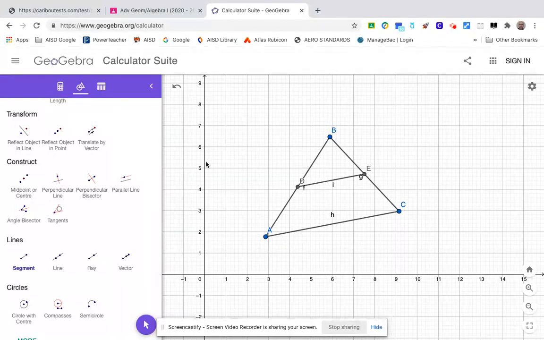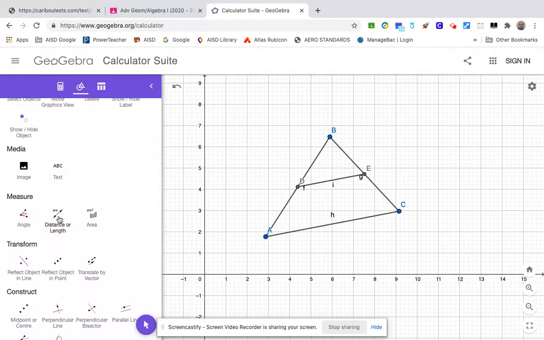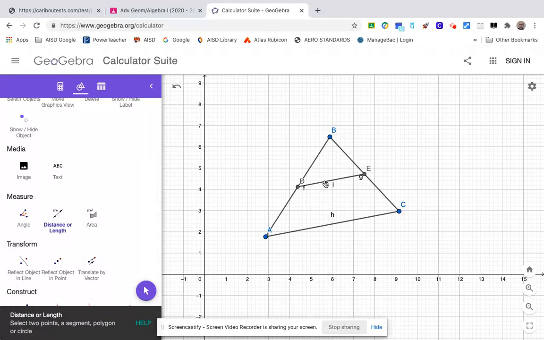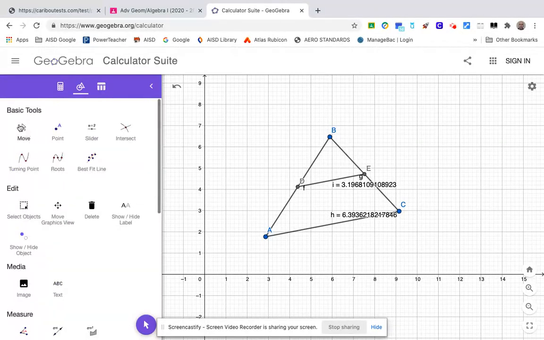Well, we can use GeoGebra to inductively test out what we think. It kind of looks like they're parallel, and it kind of looks like DE is half the length of AC. So can we figure that out? We can measure the distance or length. We click on DE and AC, and we notice it is twice.